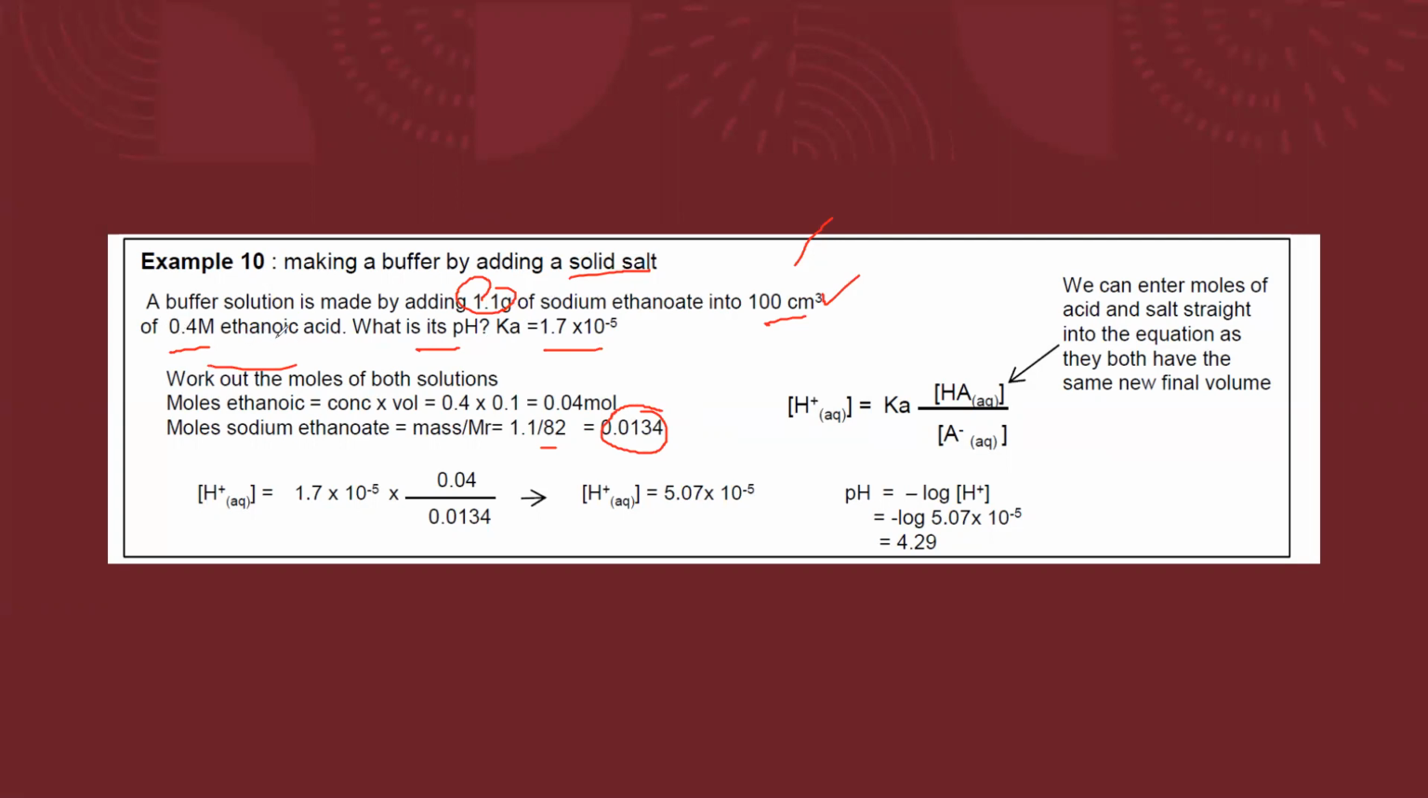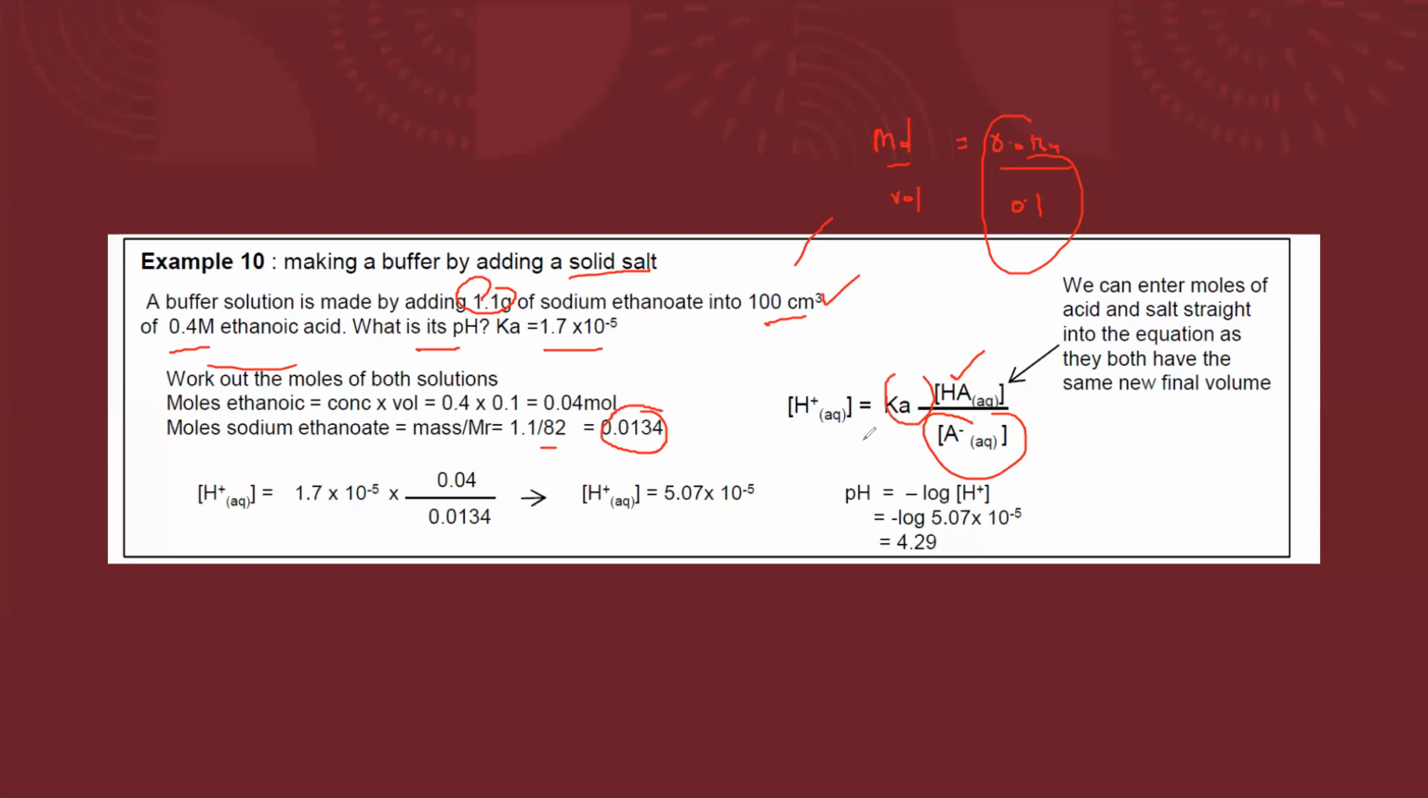Why is the acid concentration not changing? Because the total volume of the solution is 100 cm cube. So the total volume of the solution does not change, so the acid concentration does not change. Instead of substituting the moles, the best is always to substitute the concentration. Here, the concentration of acid will remain unchanged, but the concentration of salt we work out by using the formula moles divided by volume. Moles is mass in gram over molar mass, which is 0.0134, divided by volume, which was 100 cm cube, so it will be divided by 0.1. We'll get the concentration, and Ka is there.